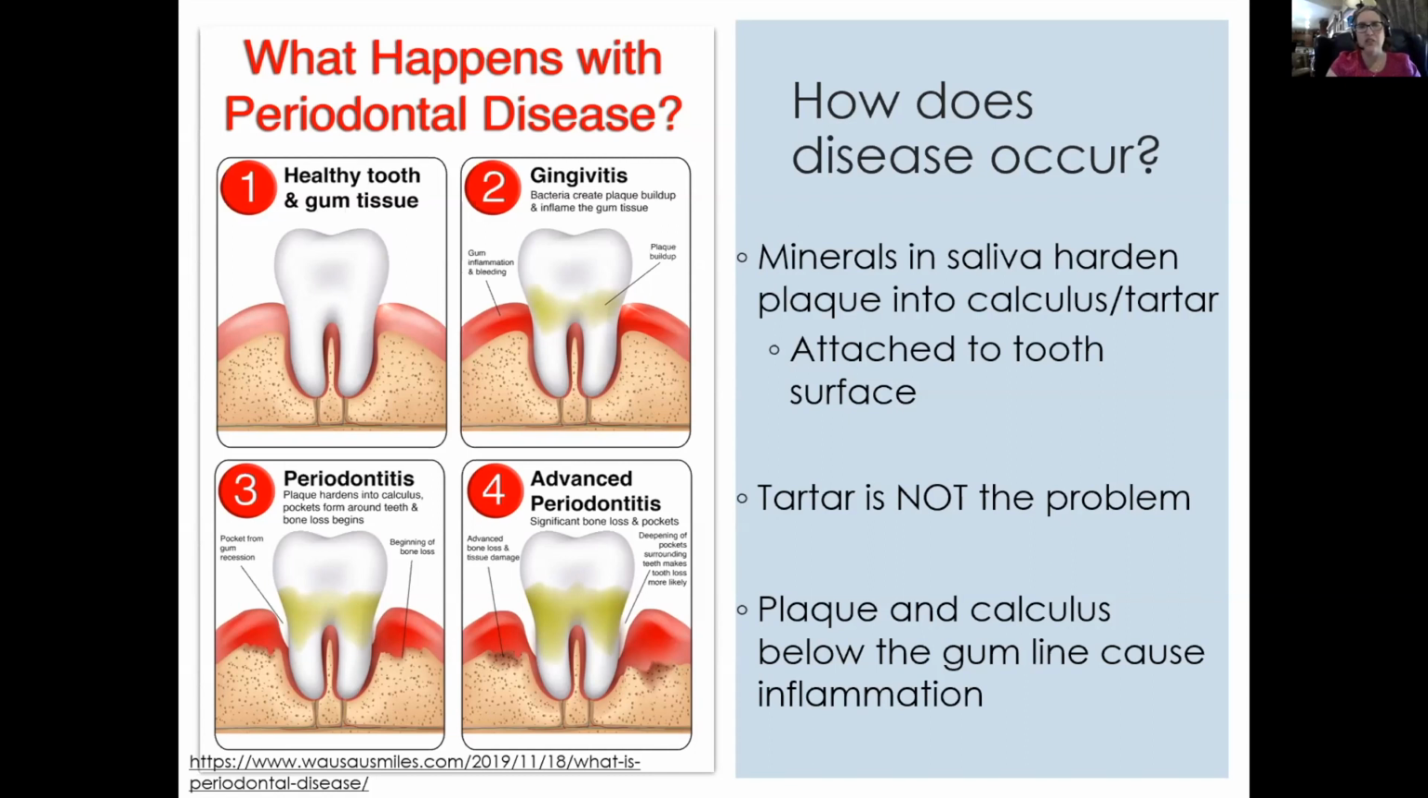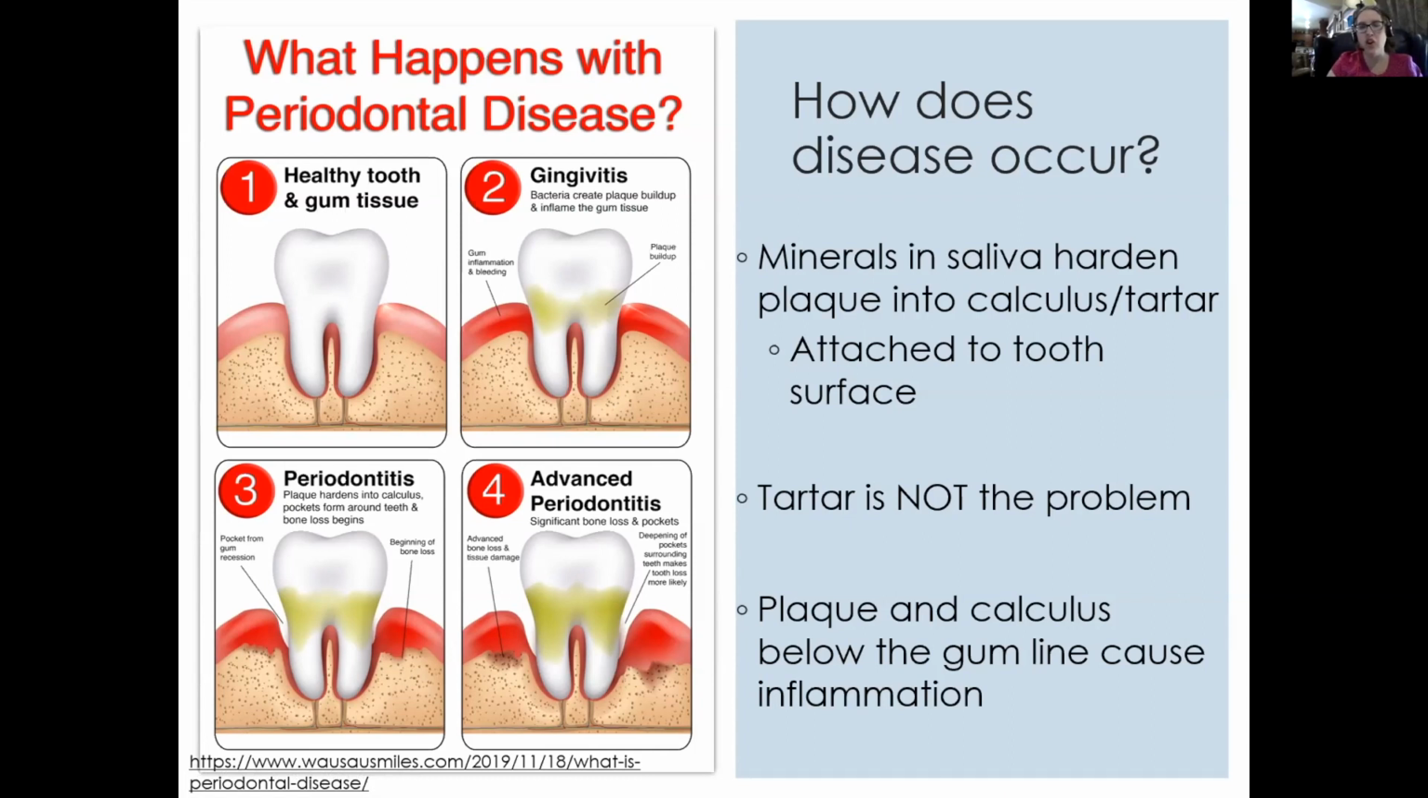So that calculus and tartar attaches to that tooth surface, and then the inflammation causes bleeding, and then more and more plaque buildup occurs, and then that can eventually cause some loss of some of the gum tissue, and or it can begin to have some loss of the bone that is associated with the holding of those teeth into the jaw. Advanced periodontitis, you can see significantly deep pocketing. You can see the loss and the inflammation of the gum tissue as well.